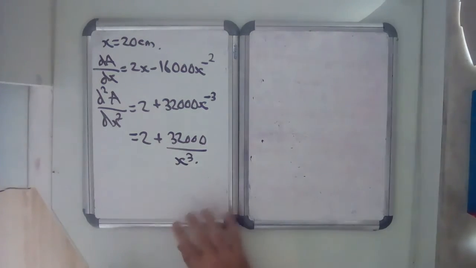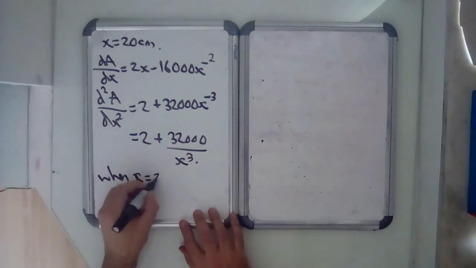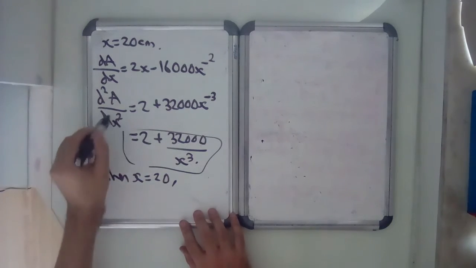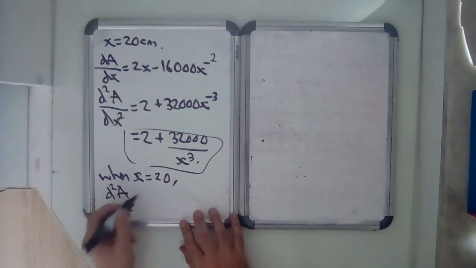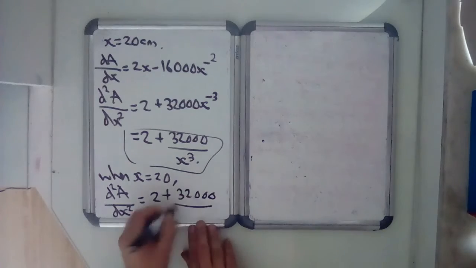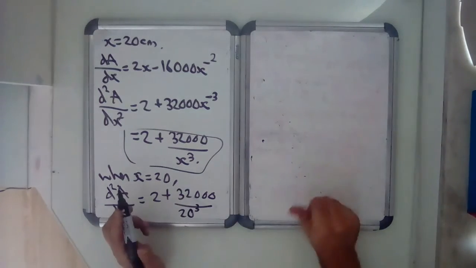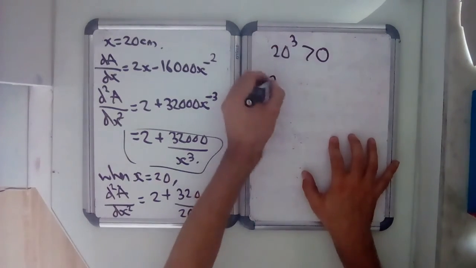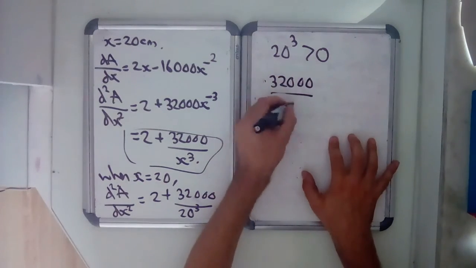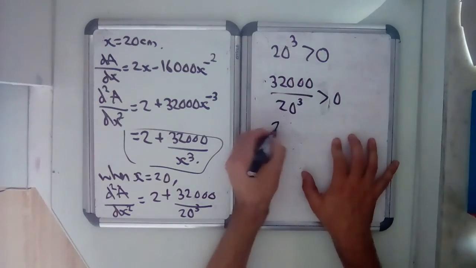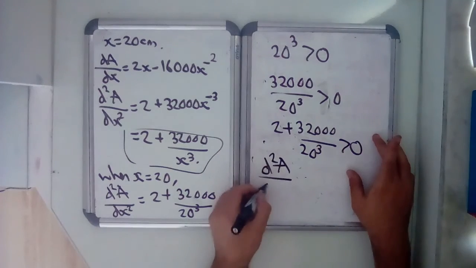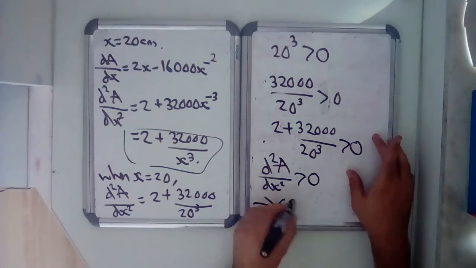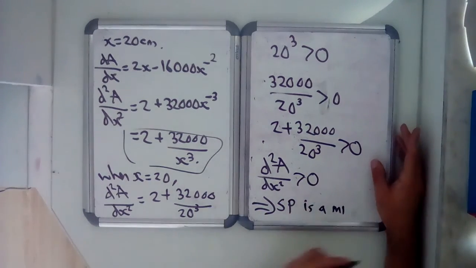Now remember, we're looking to show it's a minimum. So basically, when x equals 20, we don't need to find the actual value, we just need to show that this expression gives something positive. If the second derivative is positive at the point, it shows it's a minimum because the gradient is increasing. So d squared A by dx squared equals 2 plus 32,000 over 20 cubed. Well, 20 cubed is greater than 0, so 32,000 divided by 20 cubed must be greater than 0. So 2 plus 32,000 over 20 cubed must also be greater than 0. So d squared A by dx squared is greater than 0. So the stationary point is a minimum, which is what we want. So we minimize surface area when x is 20.